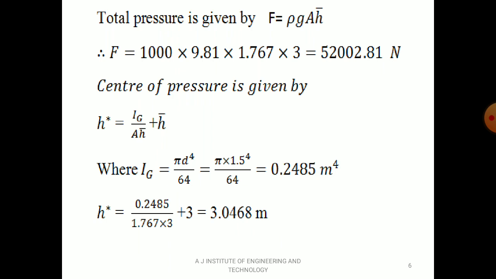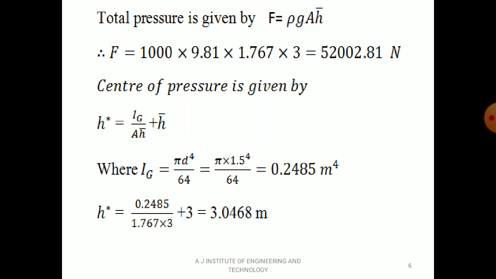Now you can find total pressure, F equal to rho g into A into h bar. Now F equal to 1000 into 9.81 into 1.767 into 3. So that is equal to 52002.81 Newton. Now center of pressure is given by h star equal to Ig divided by A into h bar, plus h bar, where Ig equal to pi into d to the power 4 divided by 64. This you are supposed to remember. For rectangle it was b d cube by 12. So that is for rectangular shape.